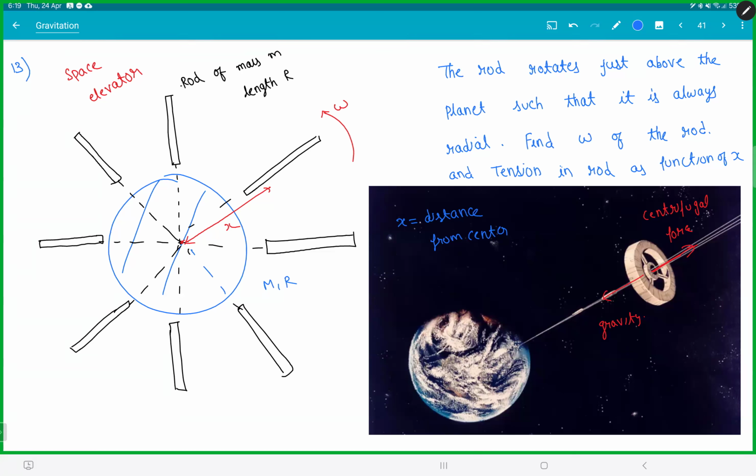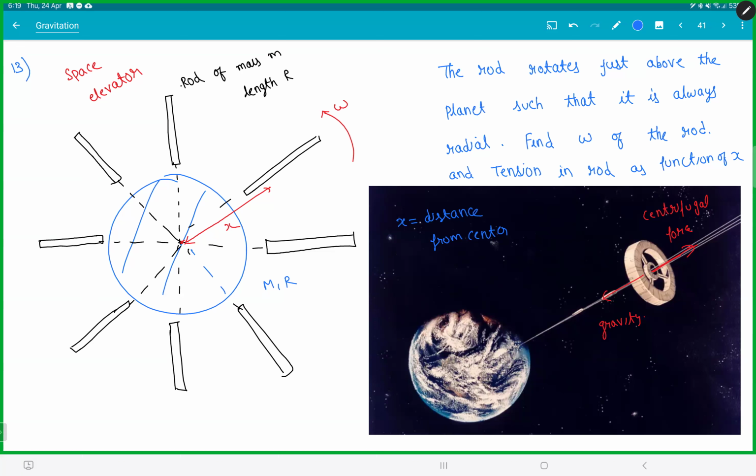Root G. How did you get x? x is a variable, no? Means you're saying every part of the rod will have different omegas. Nikhil, did you get R plus 1 there? Is there R plus 1 in the denominator? The dimensions did not match, right?